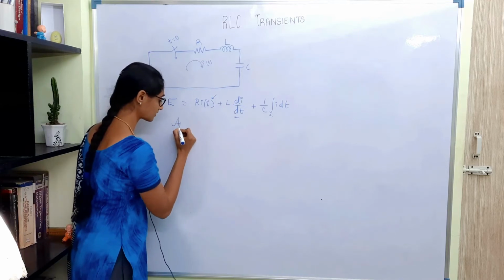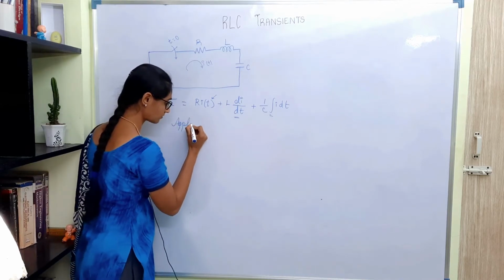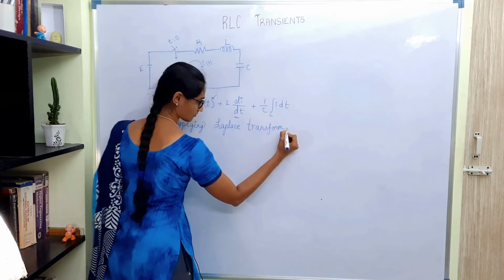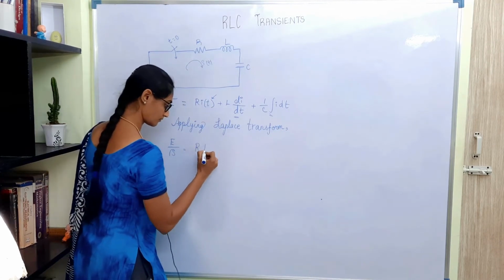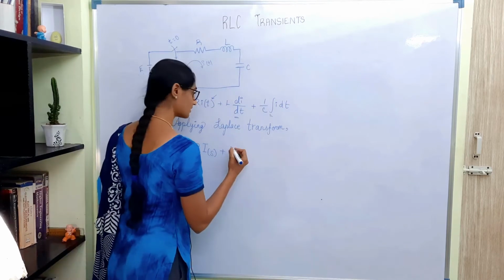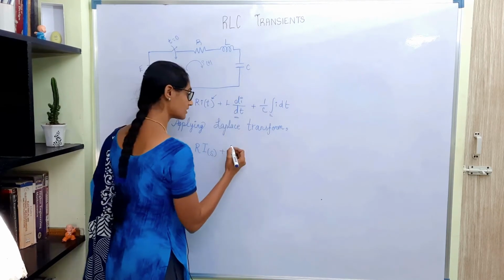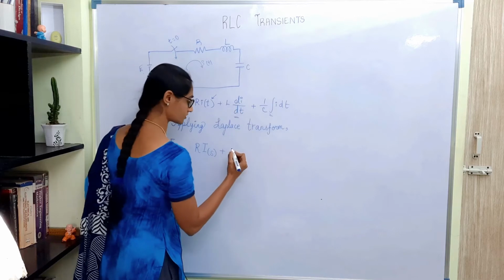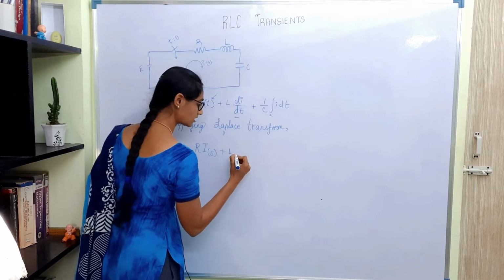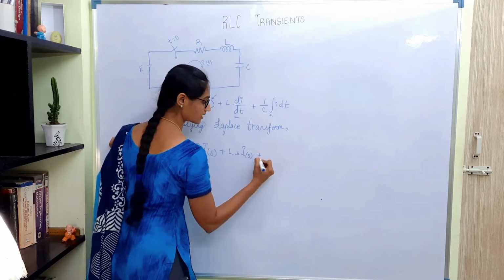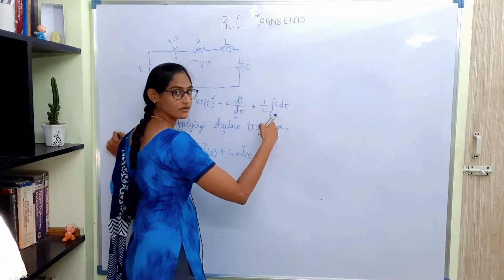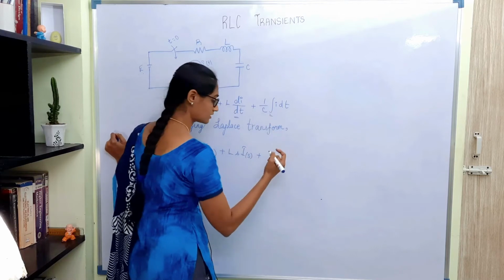So, applying the Laplace transform. Since you have a differential term here, it will be S into I of S. L is a constant, so L S I of S. Plus, similarly, since you have an integral term here, S will come in the denominator.